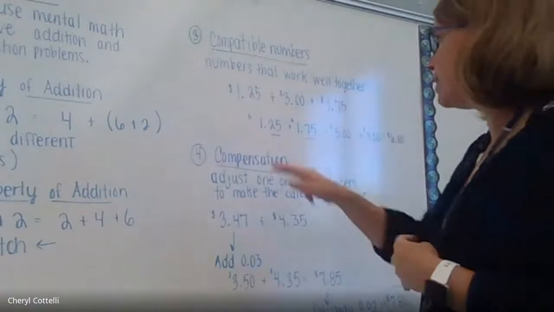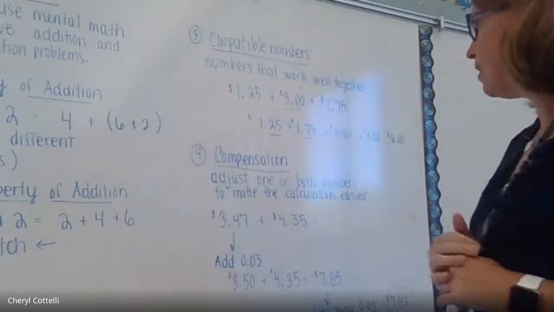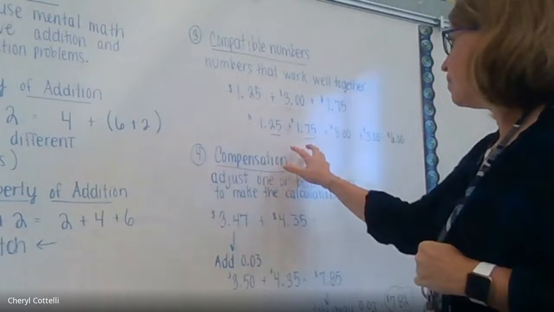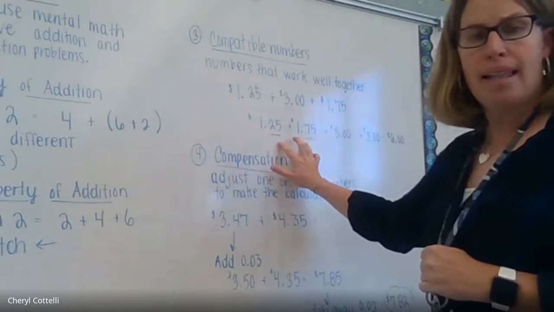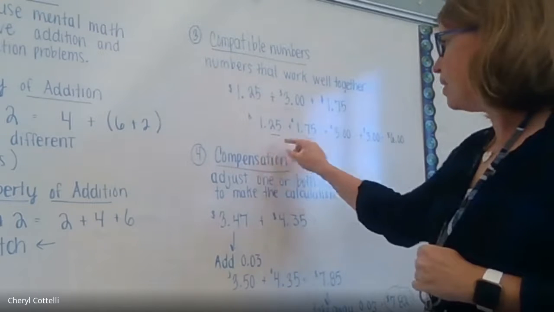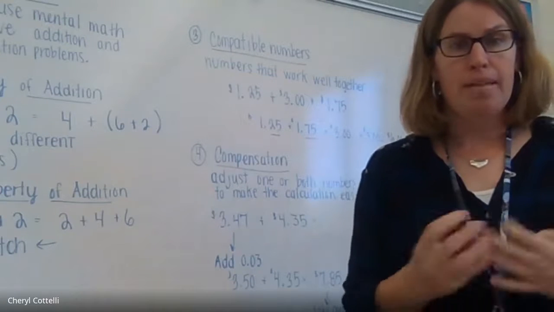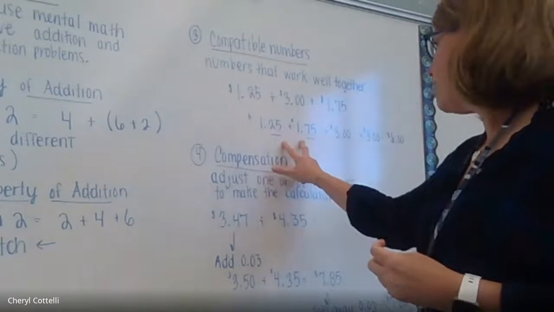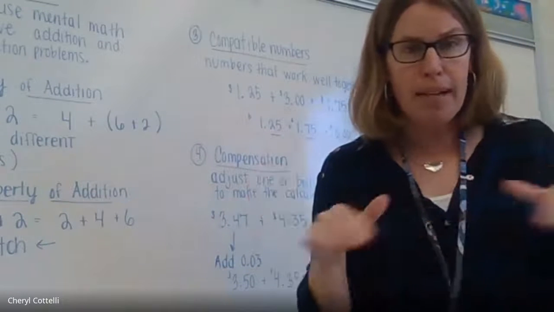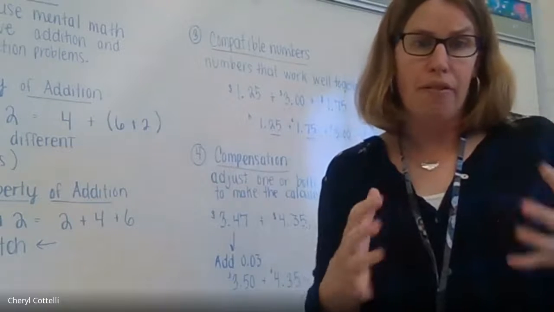With compatible numbers, I could add $1.25 plus $3 plus $1.75. Actually, I'm using two properties in this. I'm going to use the commutative property, and then I'm going to combine these two numbers to put together numbers that work together. So $1.25 and $1.75, with 75 cents and 25 cents, are compatible numbers. They work well together, so I'm going to add them first. That would be $3. Then I add my $3 and I would get $6. So with the commutative property, I switched them around, but using compatible numbers, I'm adding the numbers that work well together first.